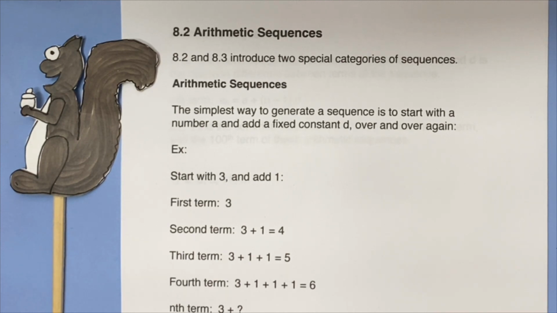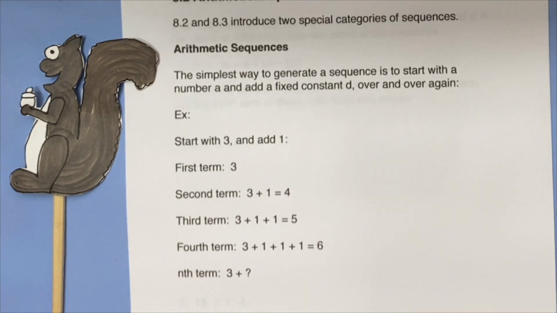So, arithmetic sequences. The simplest way to generate a sequence is to start with a number A and add a fixed constant D over and over again. So this is the easiest way to come up with a sequence other than just a list of random numbers. So this is probably the easiest pattern to follow.